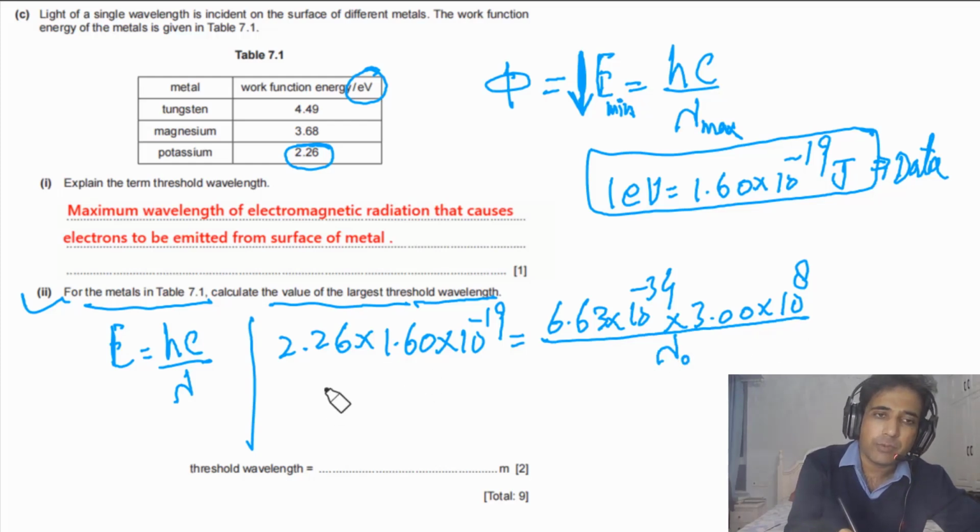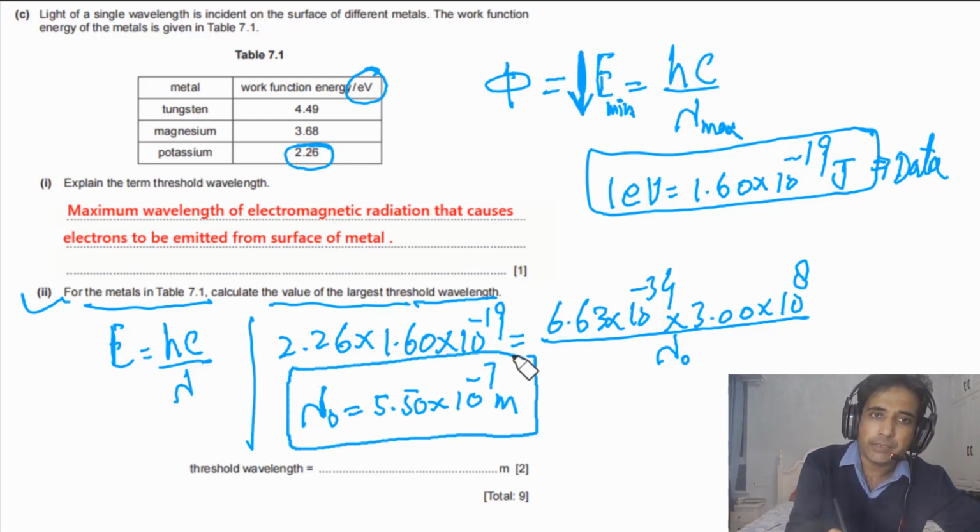Now if we solve this one, you will get the value of lambda naught, meaning threshold wavelength. This will be equal to 5.50 times 10 to minus 7 meters. So this is the final answer.